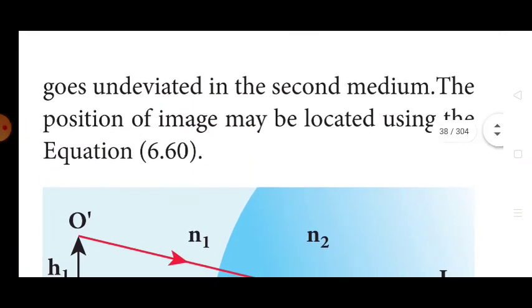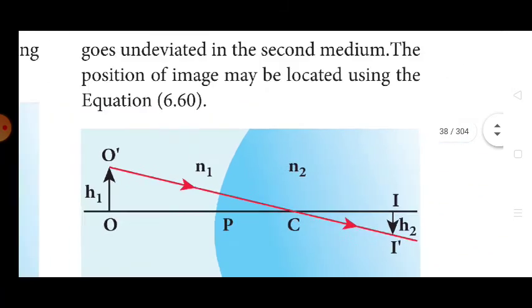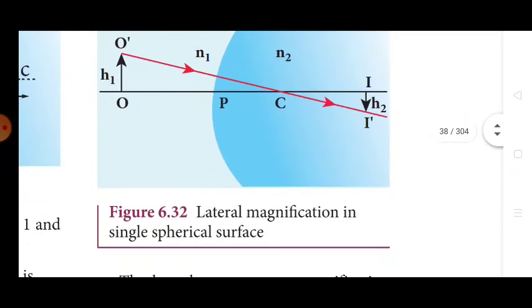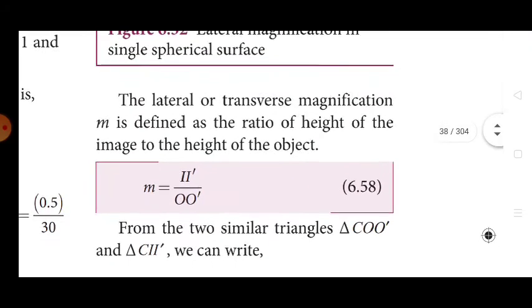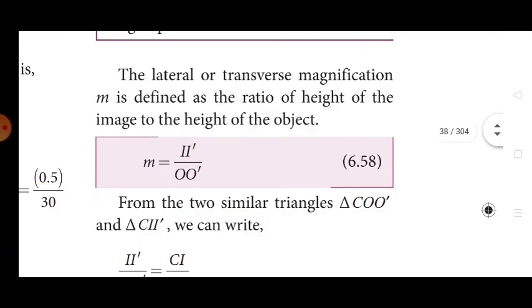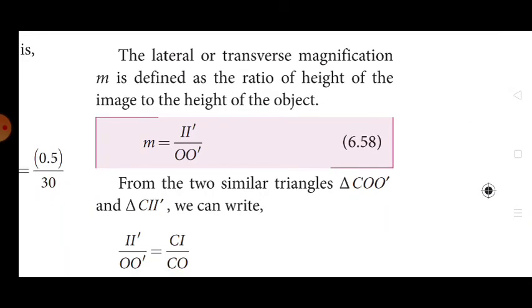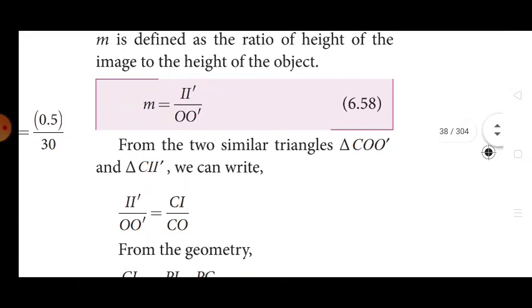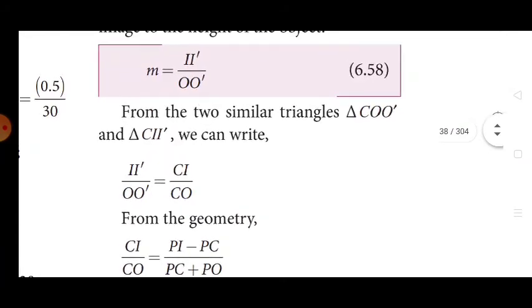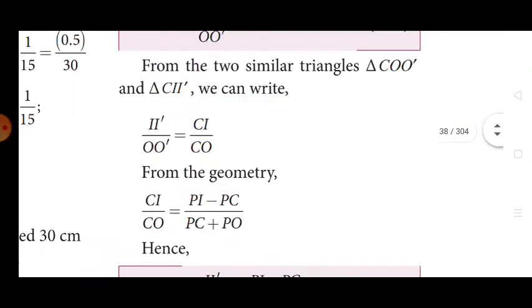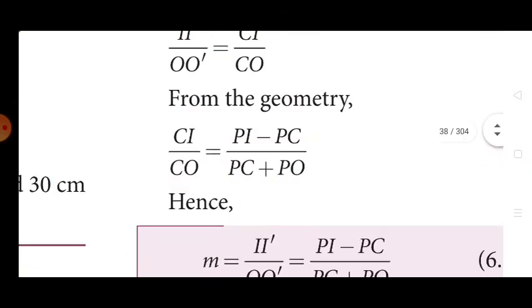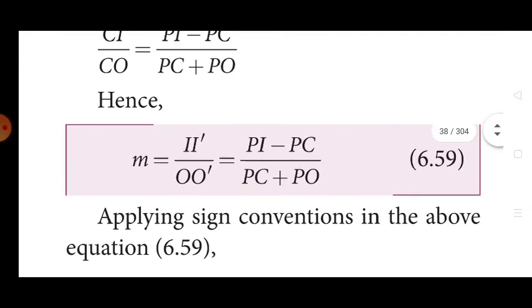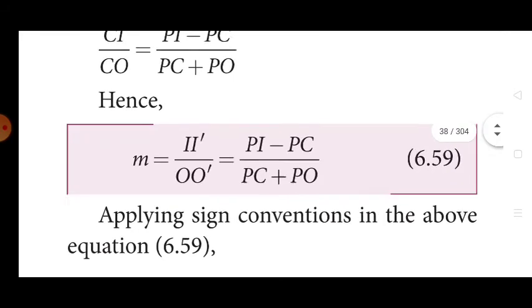See the diagram. Then the lateral or transverse magnification m is defined as the ratio of the height of the image to the height of the object. m is equal to II' by OO'. From the two similar triangles COO' and CII', we can write II' by OO' is equal to CI by CO. From the geometry, CI by CO is equal to (PI minus PC) by (PC plus PO). Hence m is equal to II' by OO' is equal to (PI minus PC) by (PC plus PO). So apply the sign convention in the above equation.